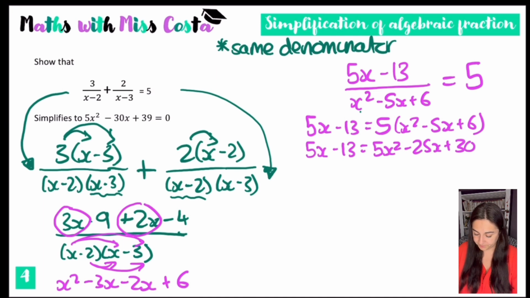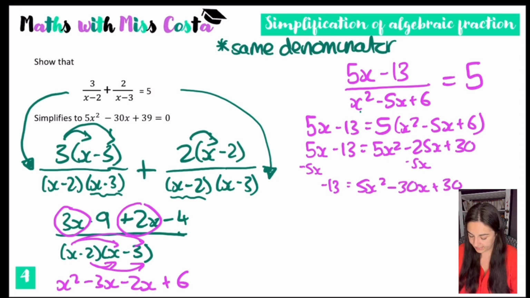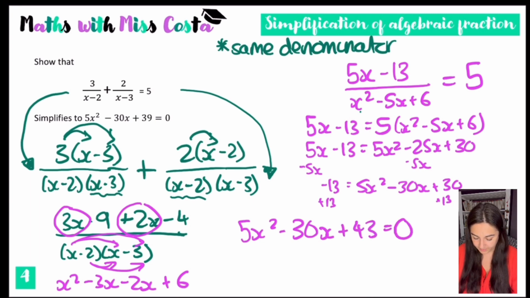rearrange it slightly. So let's take 5x from both sides. That would give me -13 equals 5x squared take 30x plus 30, and let's add 13. So we're left with 5x squared take 30x plus 43 equals 0. Now that is actually supposed to say 43. Sorry.